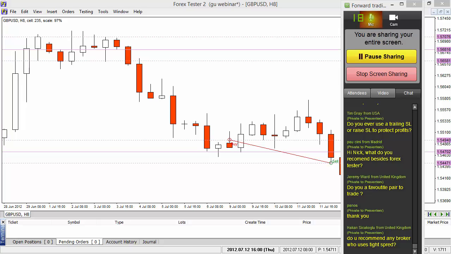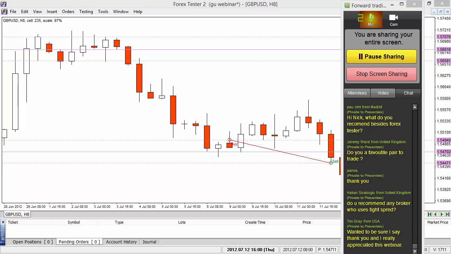Do I recommend brokers who have tight spreads? I don't recommend brokers. I don't like recommending brokers to people. I've recommended brokers in the past and then something went wrong with the broker, and people come to me and say, oh, you recommended this bad broker, you cost me money. But at the end of the day, it's not really my fault that they didn't do the research themselves. I really don't like recommending brokers.